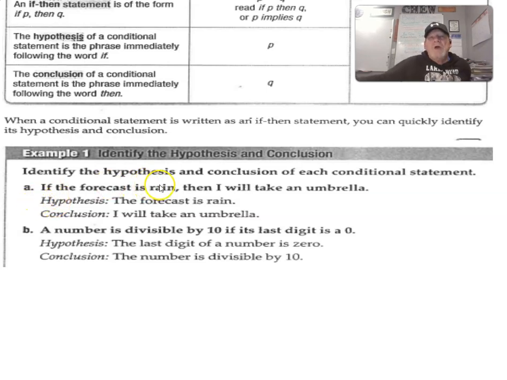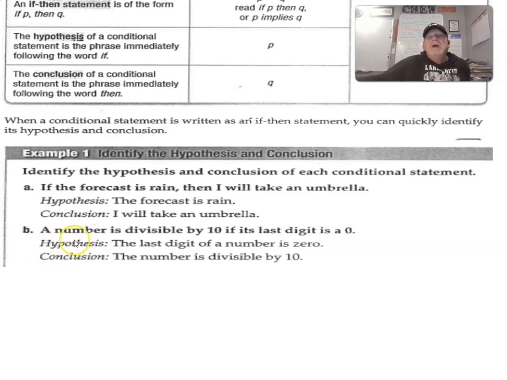If the forecast is rain, then I will take an umbrella. The hypothesis is after the if: the forecast is rain. The conclusion is the words after the then: I will take an umbrella.